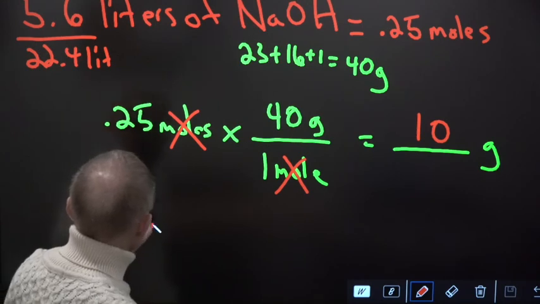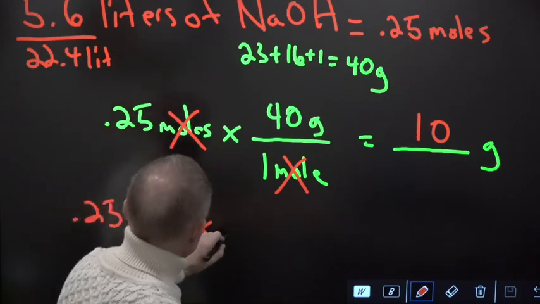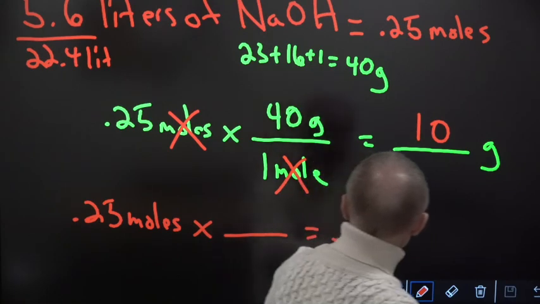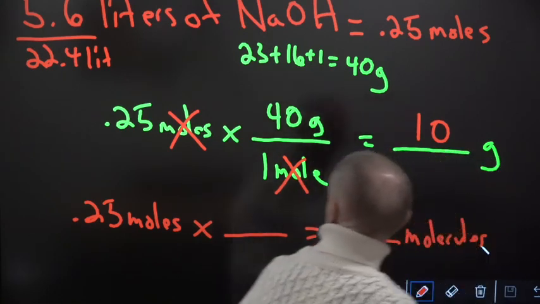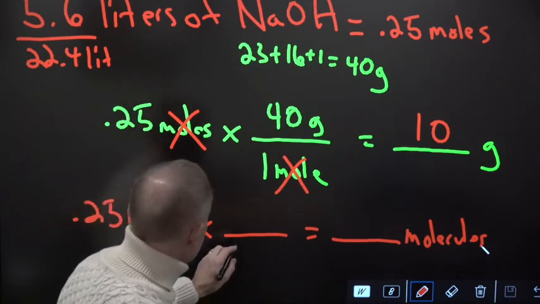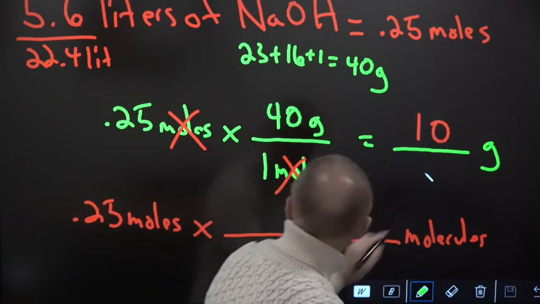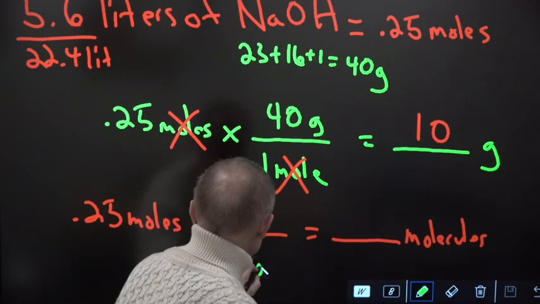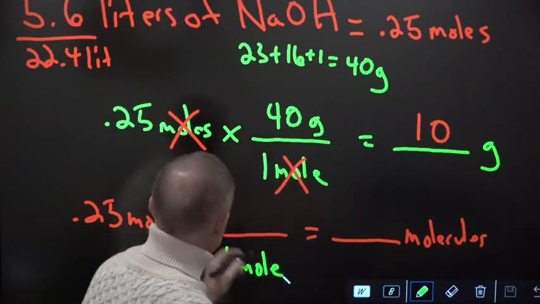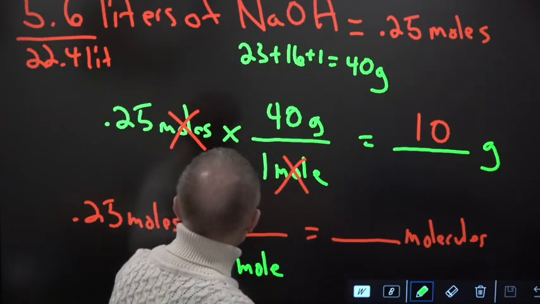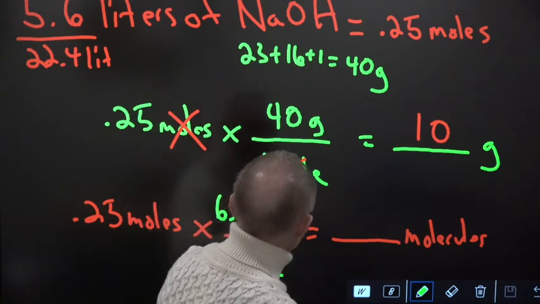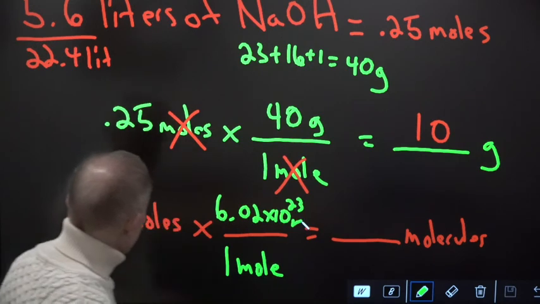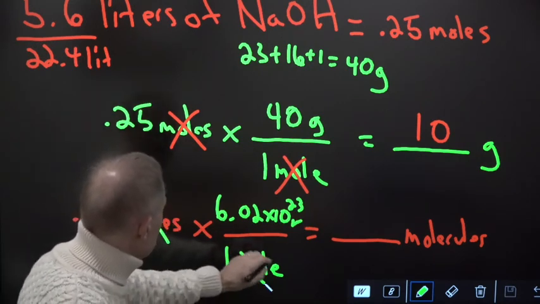0.25 moles times blank equals blank molecules. So I want to get out of moles again and put 1 mole on the bottom. I want to get into molecules: 6.02 times 10 to the 23rd, and that's molecules. So now I cancel moles, I cancel moles.